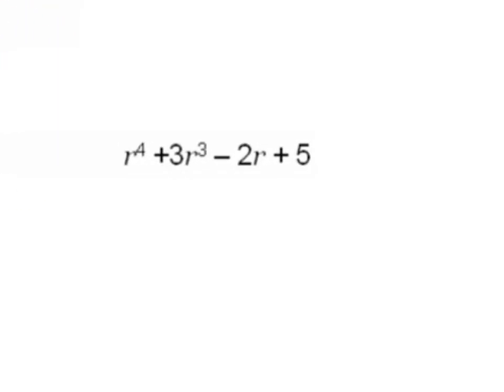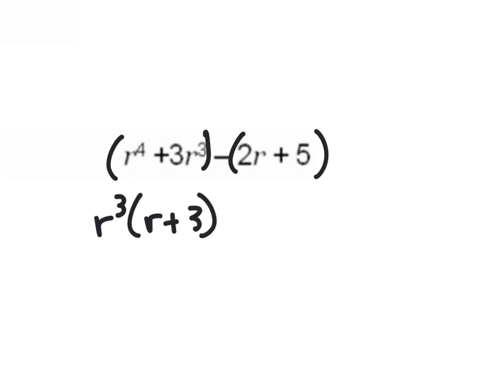This one I don't need to necessarily reorder. Let's just take a look at this one. I'm going to group it as r over here, and then this guy. And so what I'm going to do is factor out an r cubed, and that leaves me with an r plus 3. And then if I subtract out, I can't really factor anything out of this, a minus 2r plus 5.